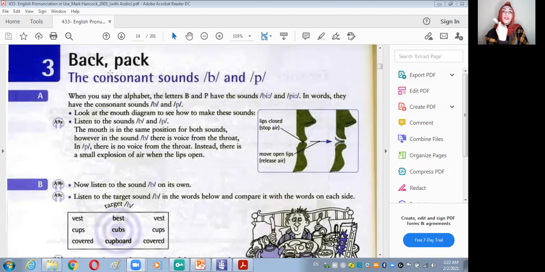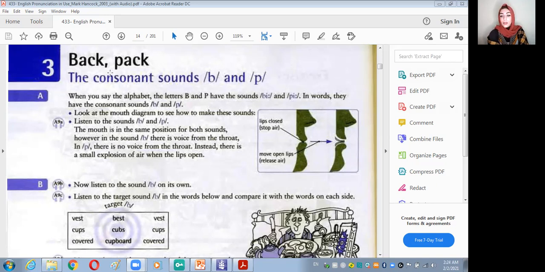Here there is vibration, and here there is no vibration, and vice versa. In case we pronounce the p, there is no vibration here, but all the movement occurs here in the piece of paper. So this is the main difference between the two sounds, the b and the p sounds.